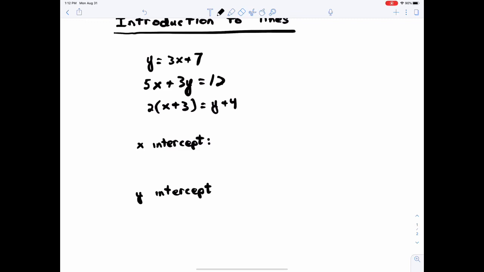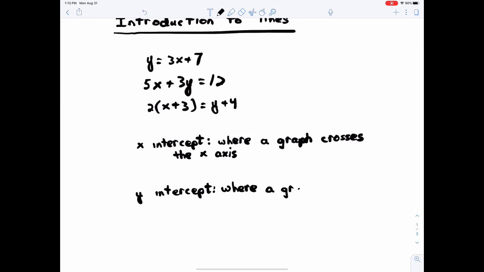Now, the x-intercept is where a graph crosses the x-axis. Pretty simple. And the y-intercept is where a graph crosses the y-axis. All right. So what do I mean by that?